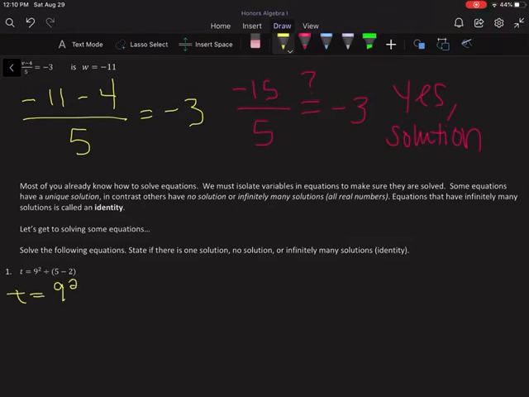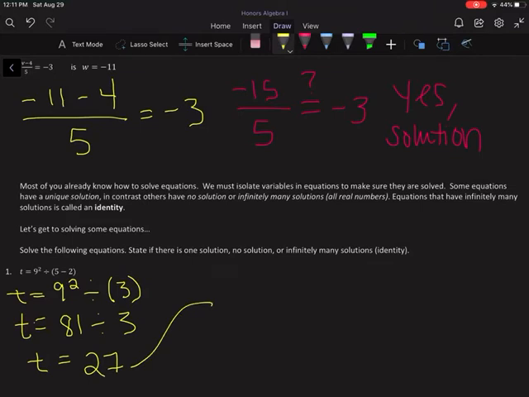T is equal to, let's go ahead and evaluate. We could evaluate 9 squared, and then that's 5 minus 2, which is 3. So T is equal to 9 squared is 81 divided by 3. And so T is equal to 27. So this is one solution. T is equal to 27.